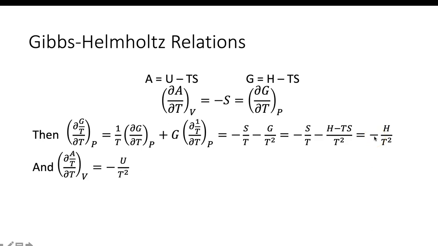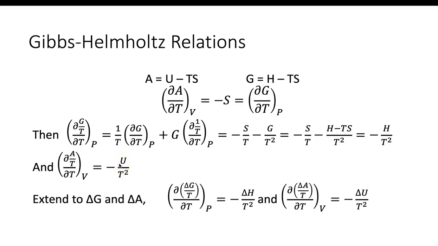We could do the same derivation for Helmholtz, and we would find it's minus the internal energy divided by T squared. So if we extend that to delta G and delta A, what we're typically after, then this quantity will vary with temperature according to the change in enthalpy over T squared, and this is the change in internal energy over T squared.